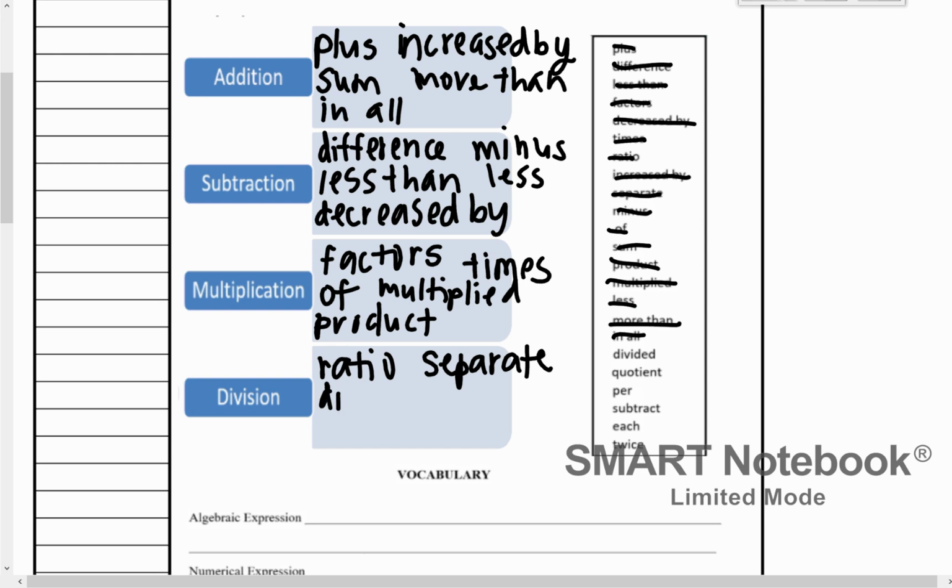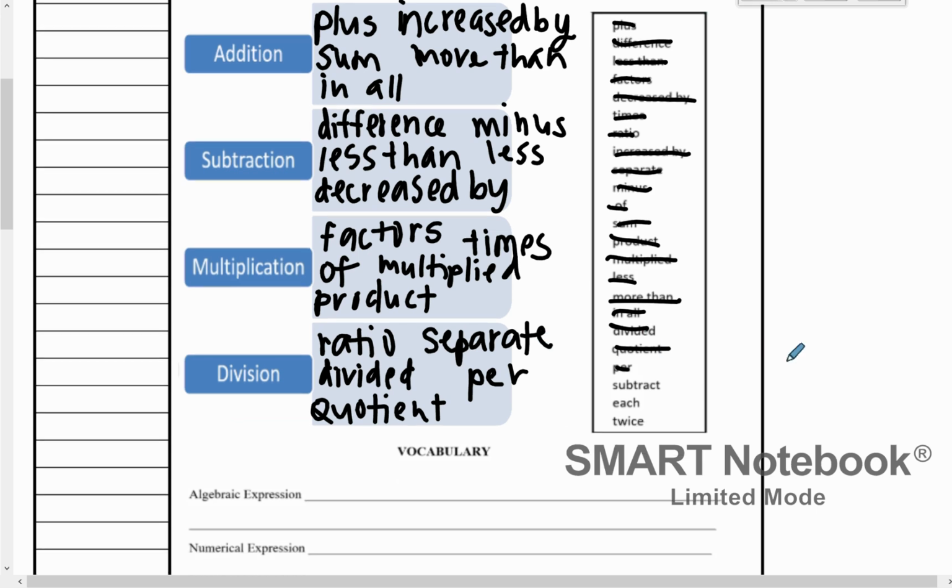Divided is division. Quotient is the answer to a division problem. Per. Okay. So what the word per is saying is if you have, let's say, 20 soccer games total, and you have 5 games per week, we would divide that 20 by 5. So we're going to say per is for division because you're figuring out how many per week. So you'd be dividing.